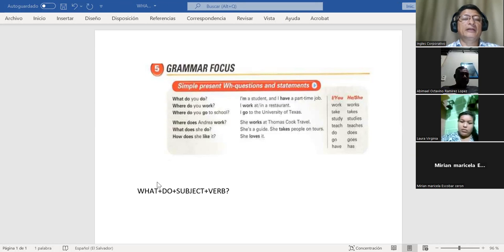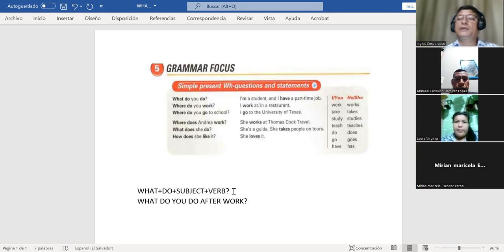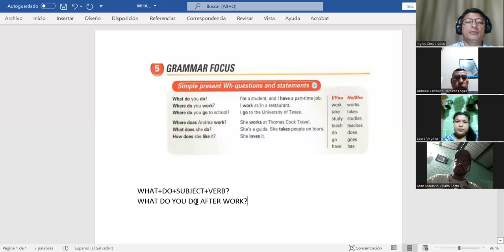So the grammar pattern is what plus do plus subject plus verb. Let's write an example. What do you do after work? That could be a question, a nice question. And you see, we have the subject and the main verb. Then we have the complement.